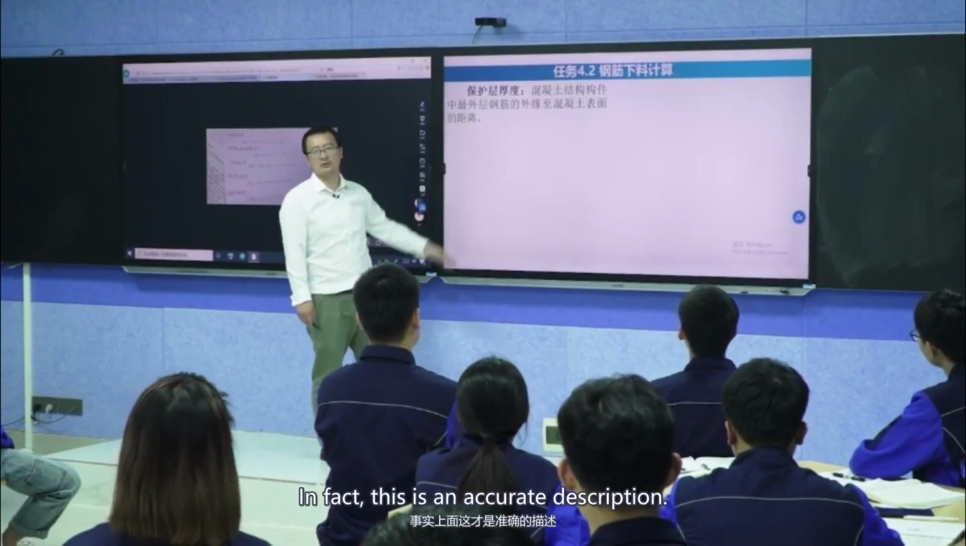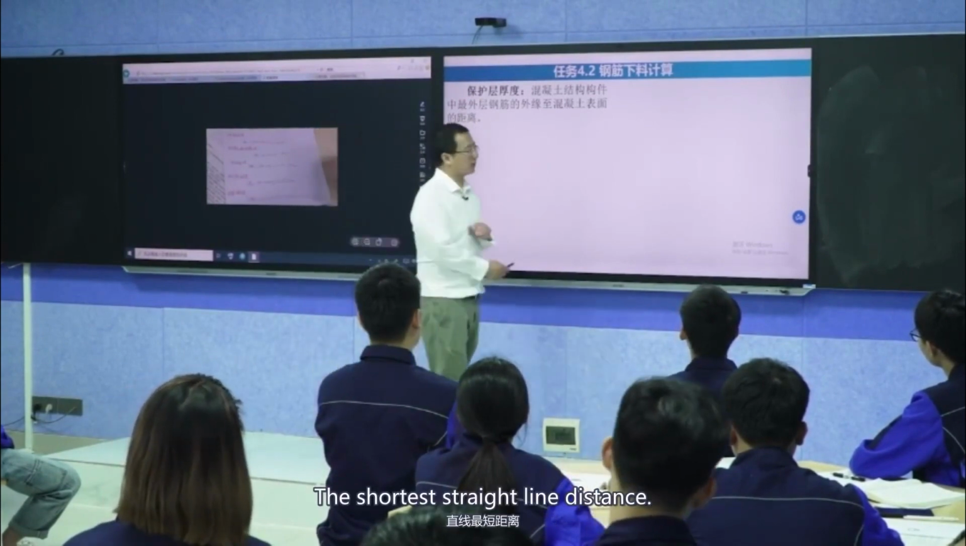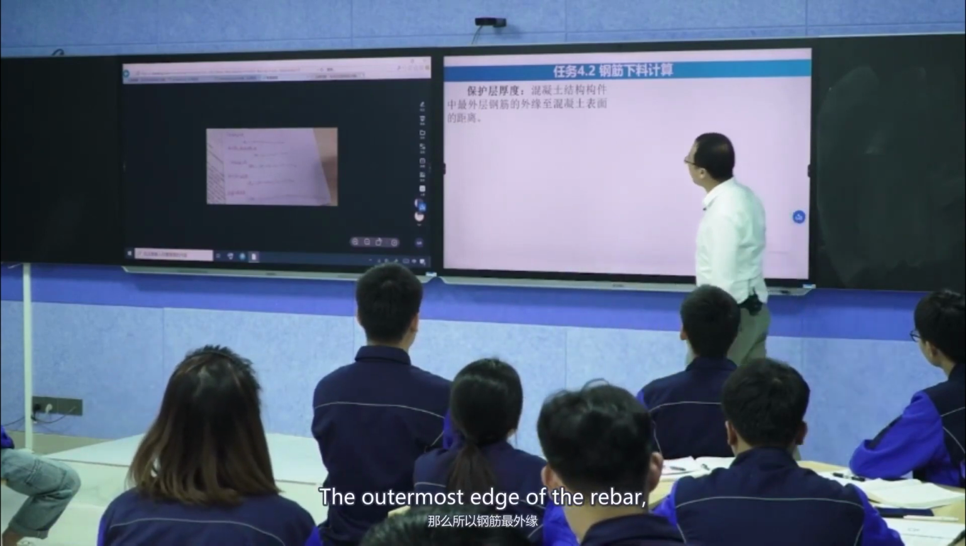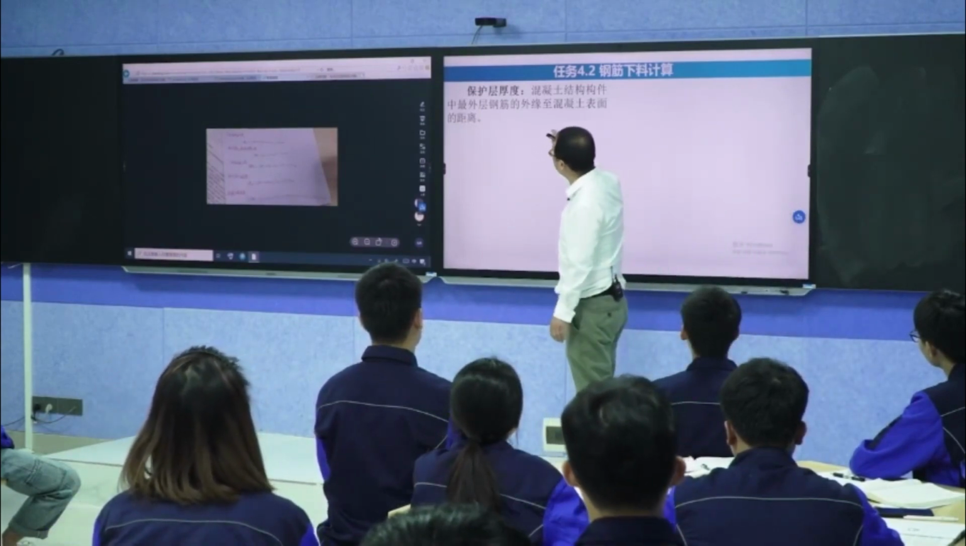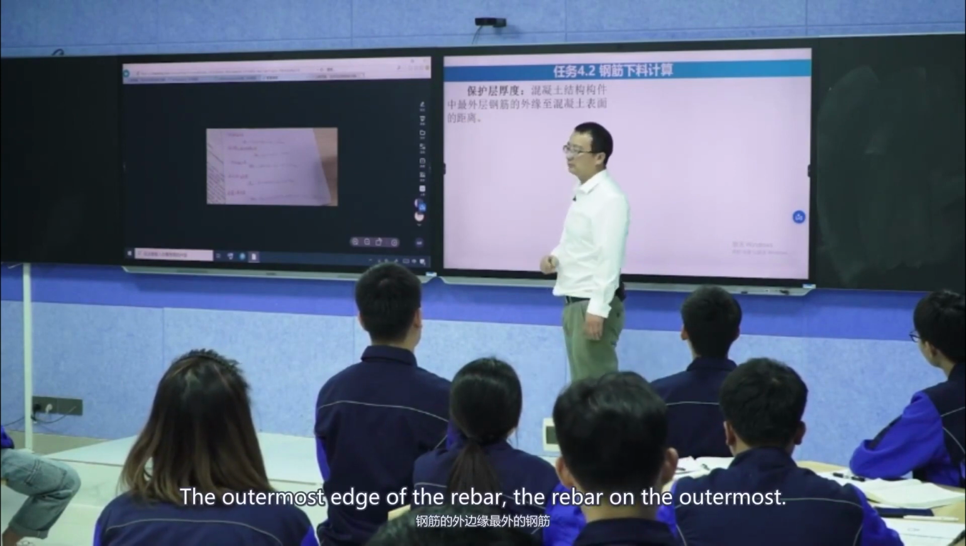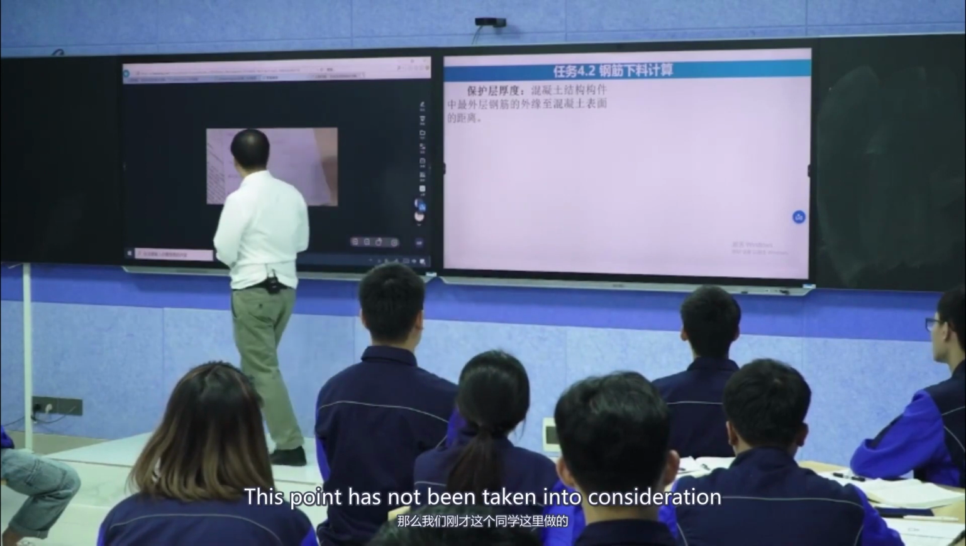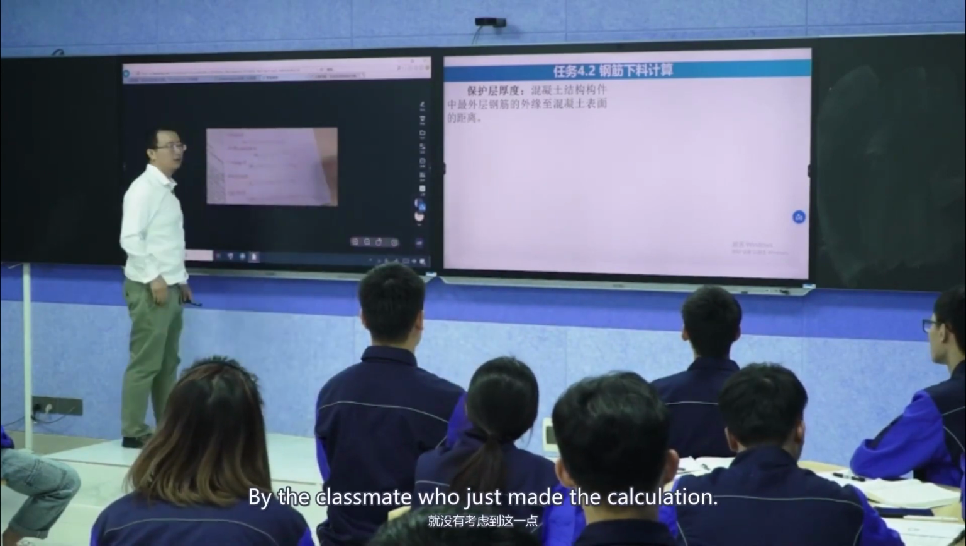In fact, this is an accurate description. The shortest straight line distance. The outermost edge of the rebar on the outermost. This point has not been taken into consideration by the classmate who just made the calculation.